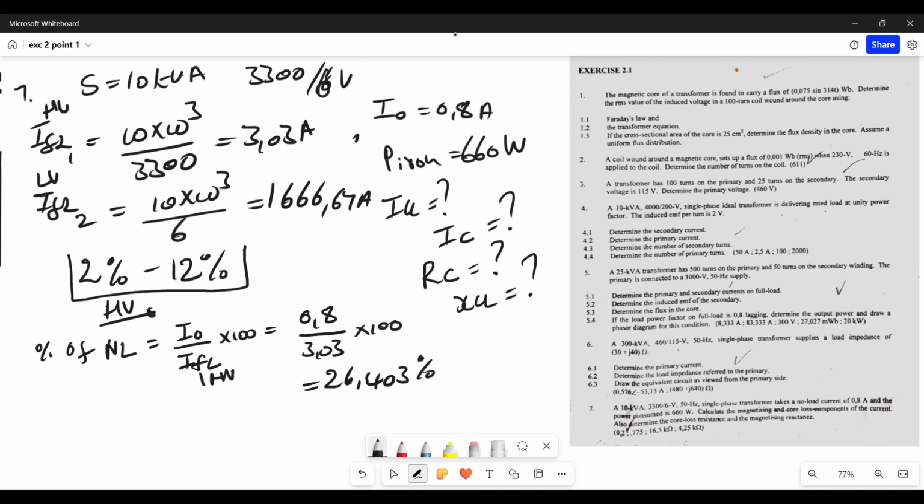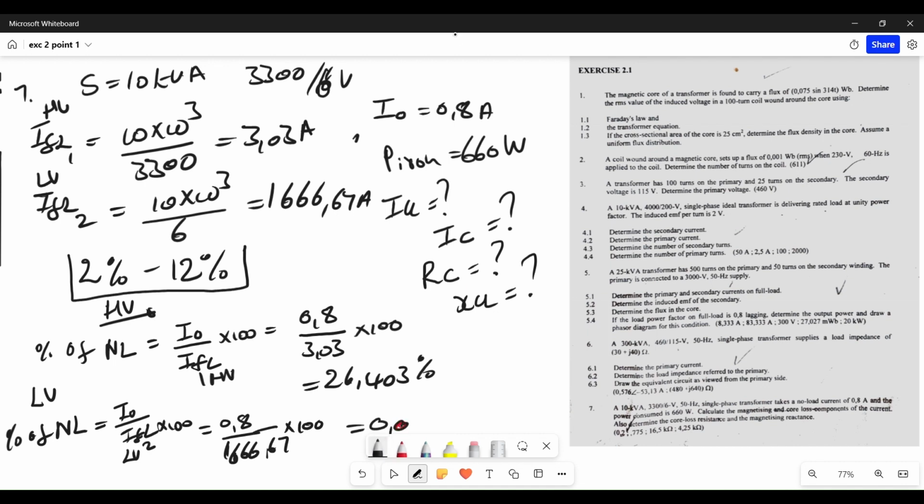Okay, so I'm going to continue now and say, for the LV side, percent of no load is equal to I0 over I full load on the LV, times 100, which is equal to 0.8 divided by 1,166.67 times 100, which gives me 0.04799%.